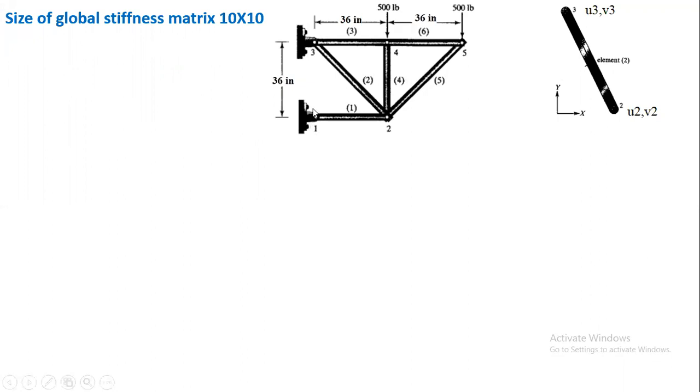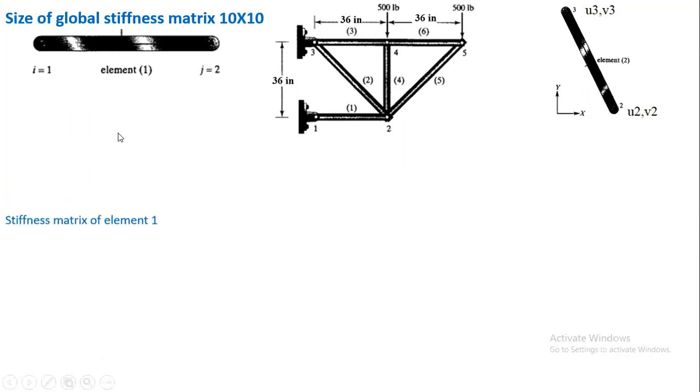Now here we have 2 degrees of freedom. Here it is U1 V1, U2 V2. Okay. Now your element number 1. Now where we are going to put the coefficients of the stiffness matrix of the corresponding elements in the global stiffness matrix? For that purpose I will explain here. Now first I will write the 10 by 10 matrix of zeros.